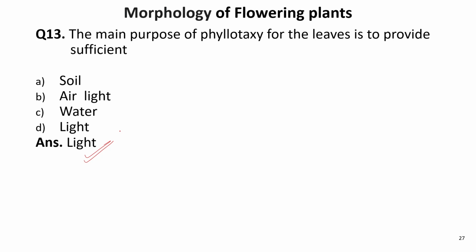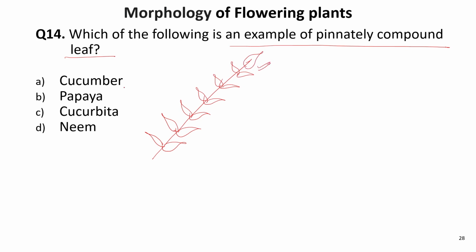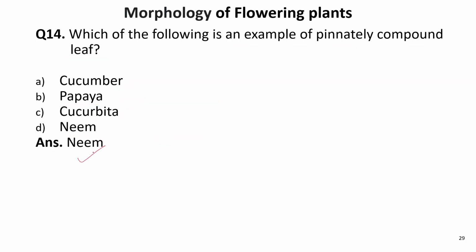Okay, next question. Which of the following is an example of a pinnately compound leaf? If you remember the structure of a pinnately compound leaf, it is like this. A pinnately compound leaf like this. So cucumber, papaya, cucurbita and neem. Cucumber, papaya and cucurbita bear simple leaves, whereas neem bears a pinnately compound leaf. So neem is the correct answer.